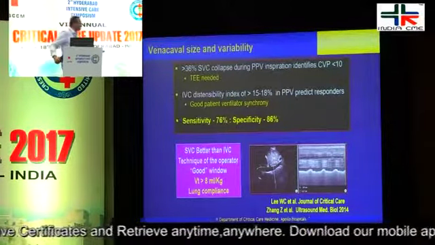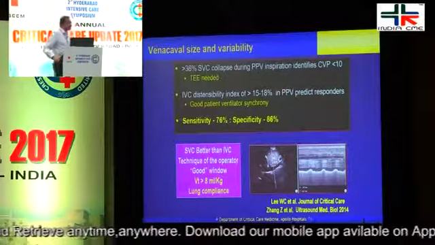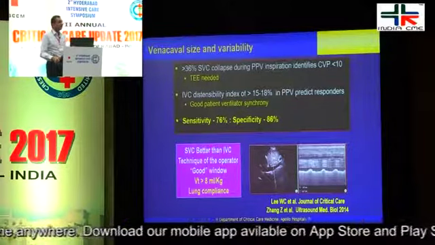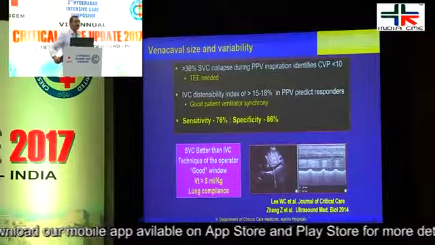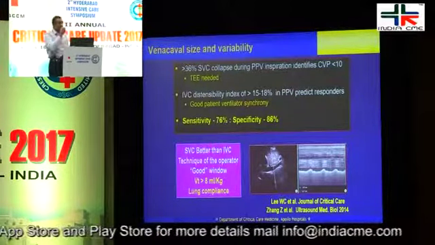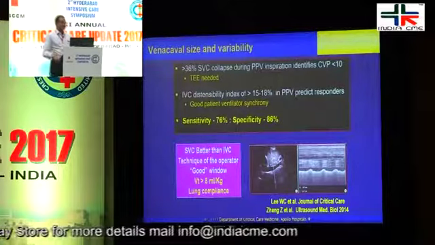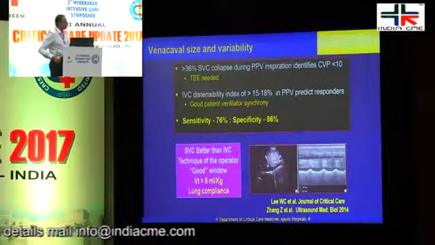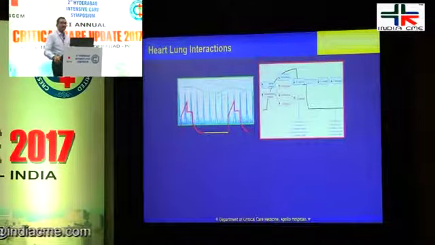Remember that even for IVC distensibility, you need a tidal volume of more than 8 ml per kilo, which none of our patients would have, and you need to have good lung compliance so that whatever is happening in the lung is transmitted into the IVC. SVC you cannot do that easily because you need a TEE. So you need certain prerequisites to be able to look at vena cava size.